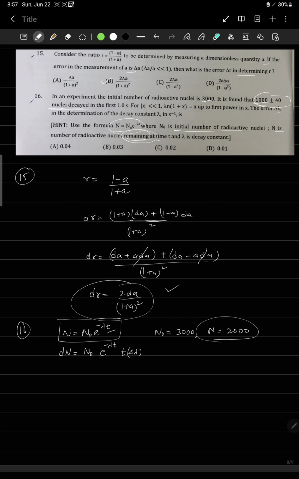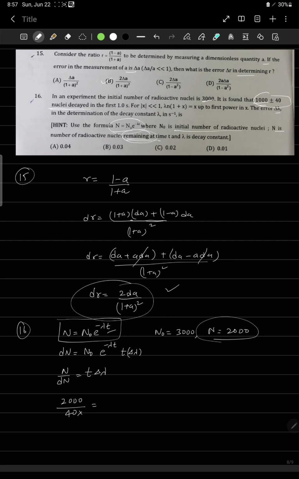Anyway, let's just divide the equation and see what comes. So n by dn is equal to t into delta lambda, right? What is n here? It is 2000. And what is dn here? That error index is 40. Okay, so I hope we should get the answer. So n is 2000 divided by dn is 40 is equal to delta lambda.